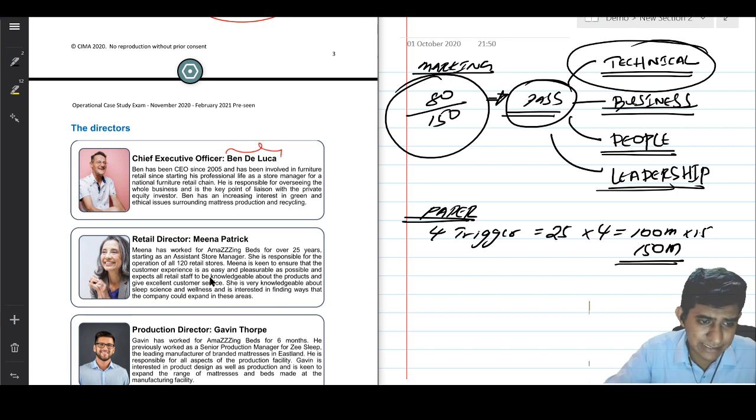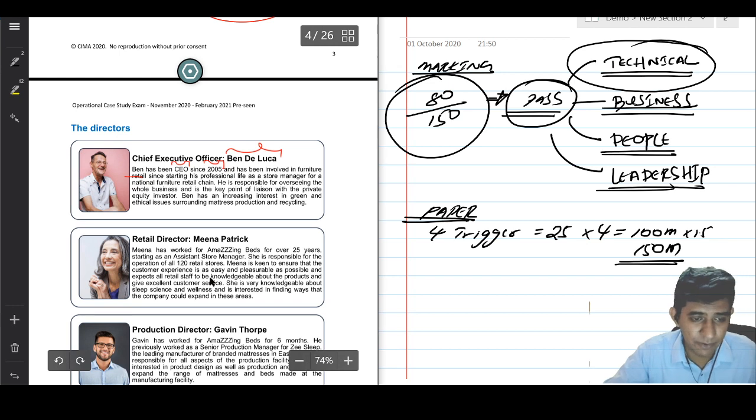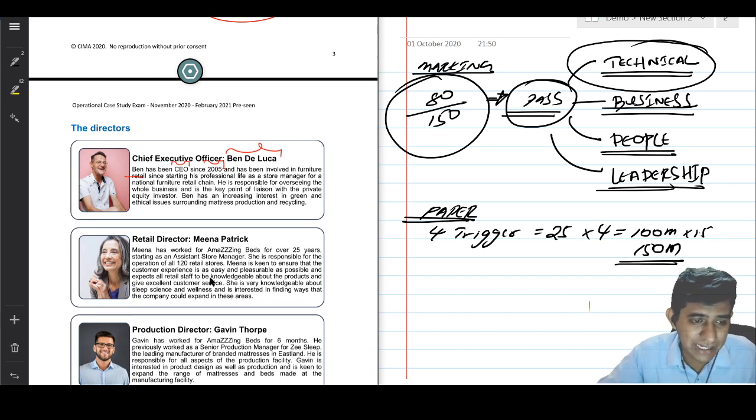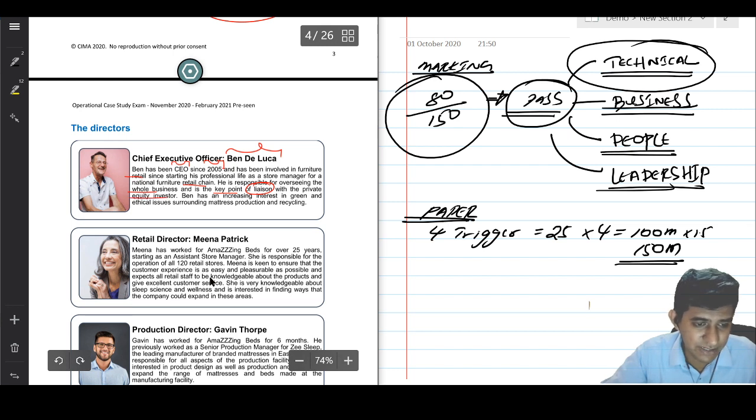Bandy Luca is the CEO since 2005, in other words when the new management came, and has been involved in furniture retail since starting his professional life as a store manager for a national furniture retail chain. He is responsible for overseeing the whole business and is the key point of liaison with the private equity investor. Bandy has an increasing interest in green and ethical issues surrounding mattress providers, production and recycling.